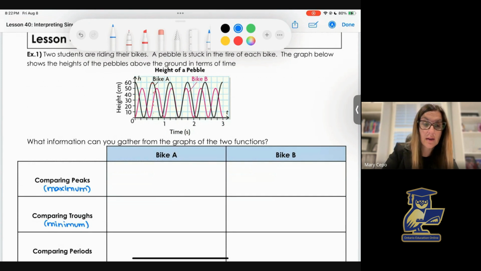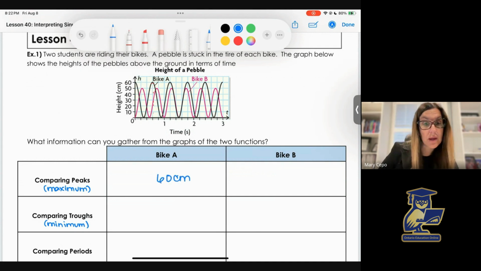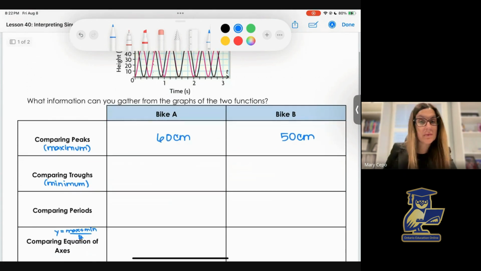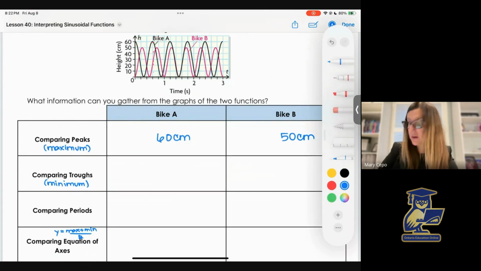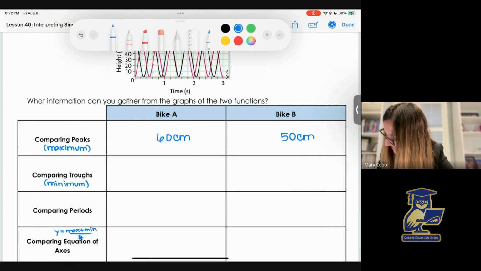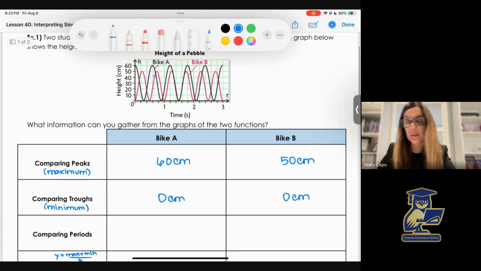Looking at bike A, we're going to compare peaks, and then bike B. For bike A in black, the highest point is 60 centimeters. Looking at bike B in pink, the highest point is 50 centimeters. Troughs: let's compare our minimums. When comparing our lowest point, both are 0 centimeters.